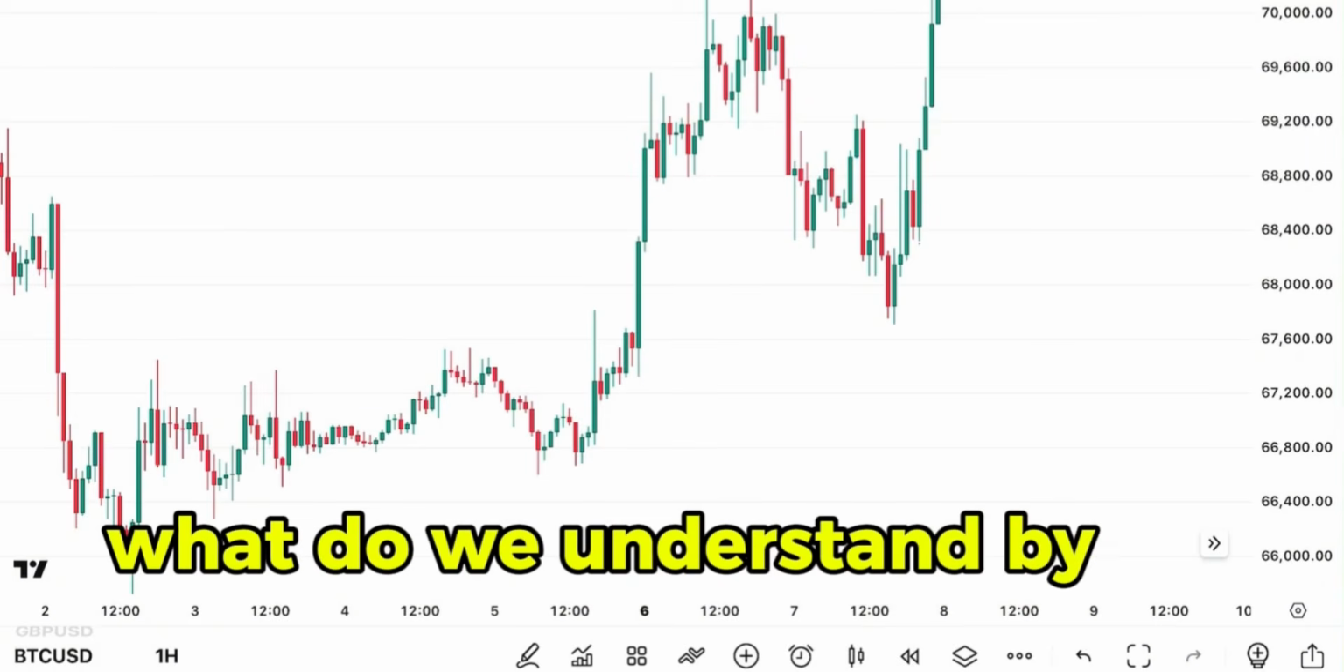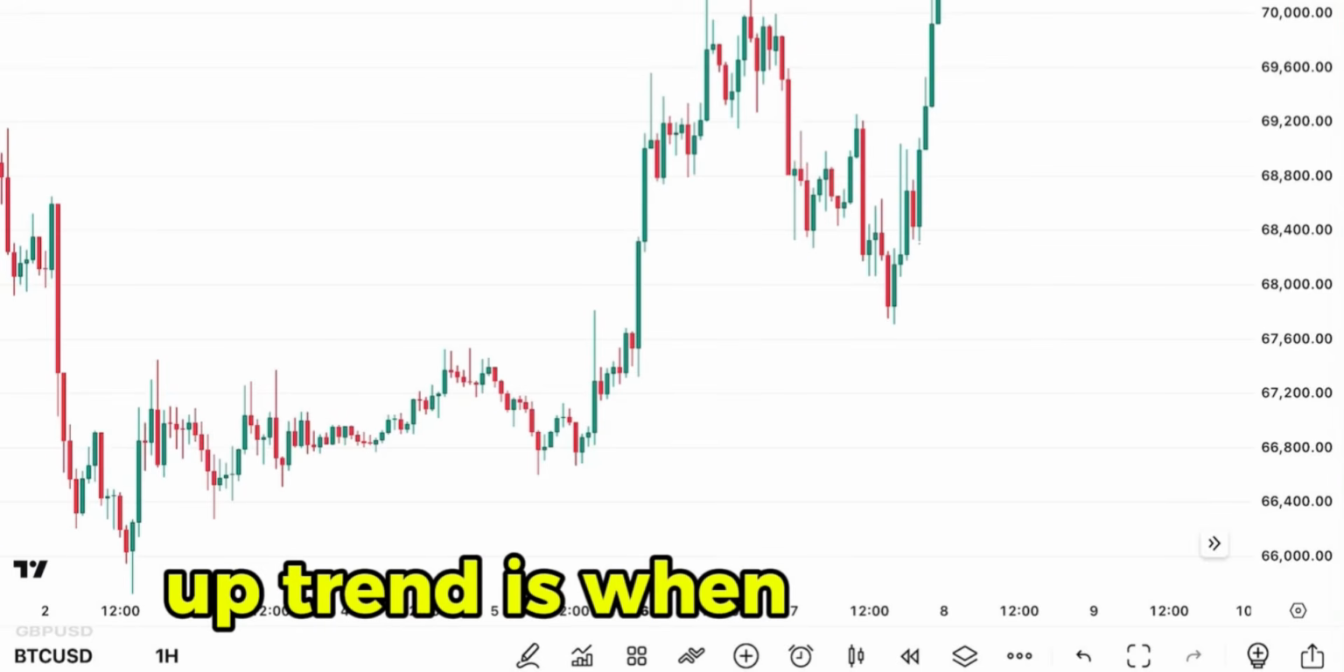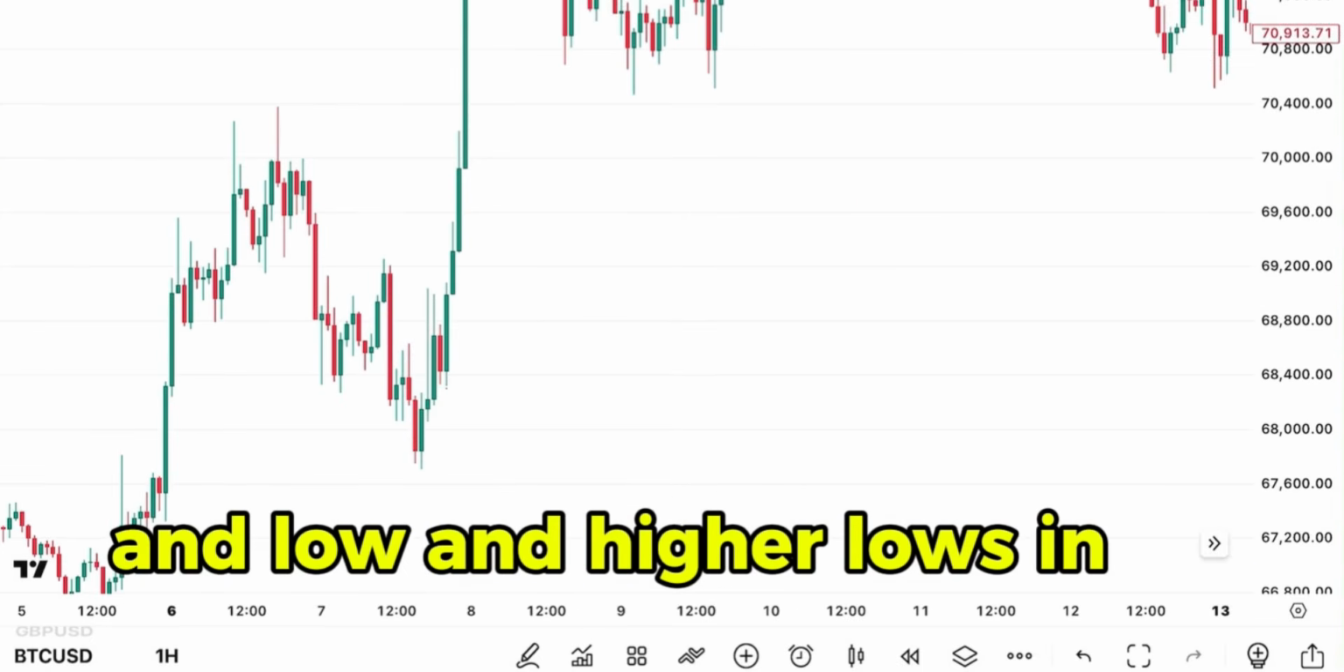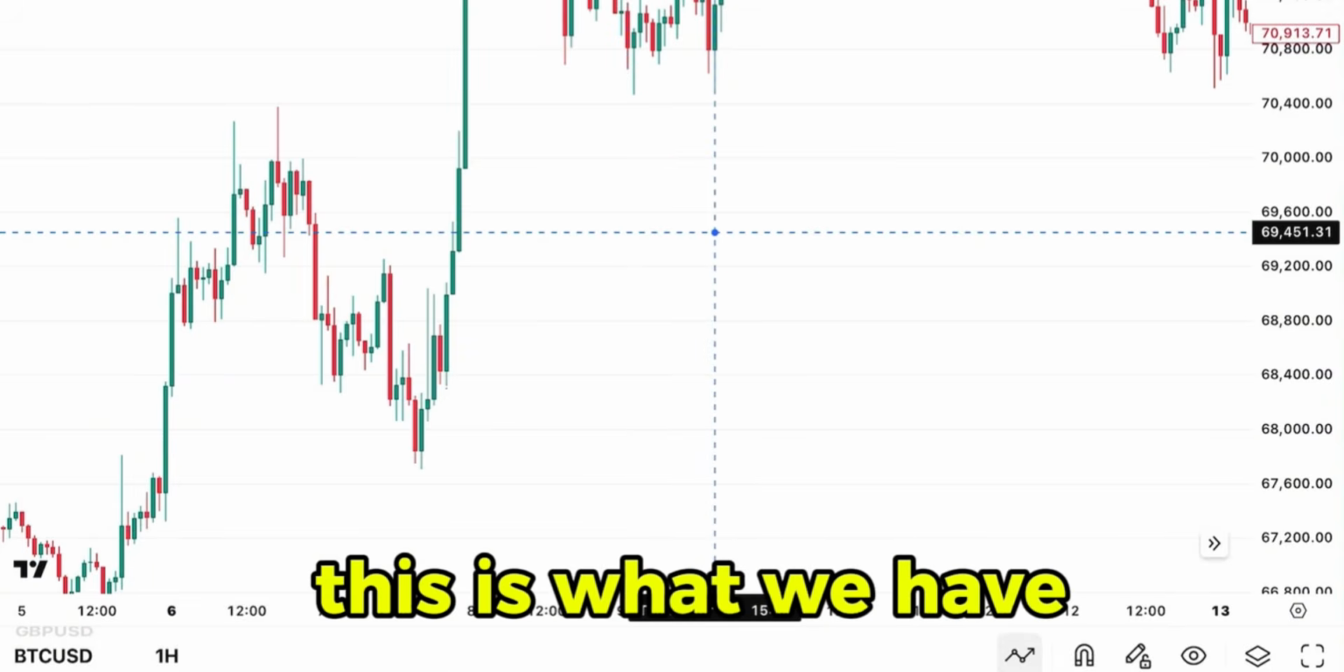What do we understand by this uptrend? Uptrend is when the market keeps giving series of highs, series of higher highs and higher lows. In the market, this is what we have.